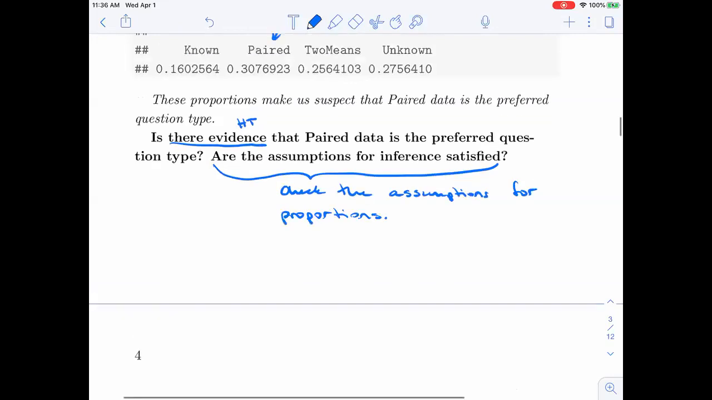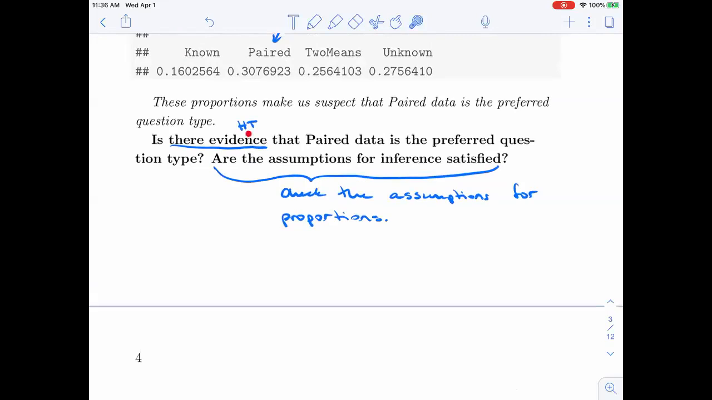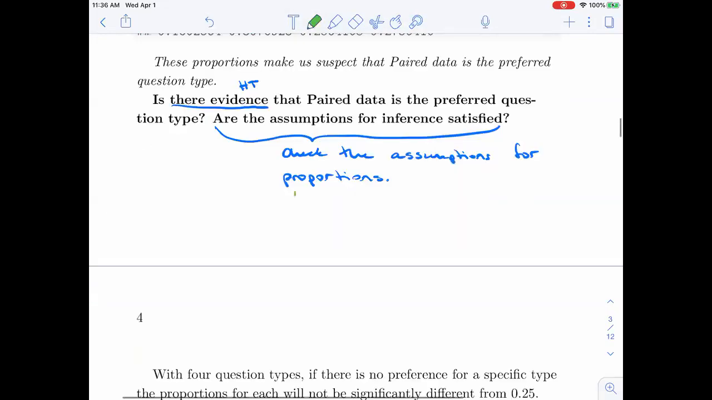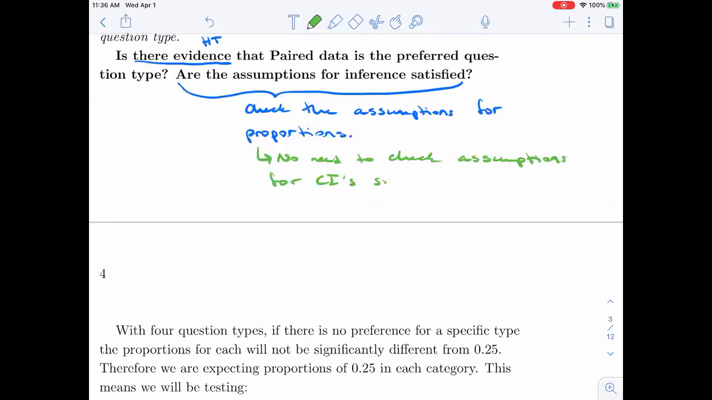Right? We've already identified that we're doing a hypothesis test, so there's no need to check the assumptions for confidence intervals, since we are only asked to do a hypothesis test, right?